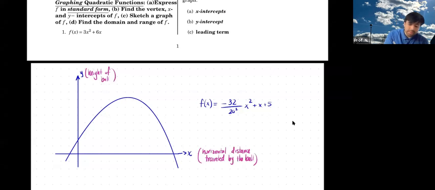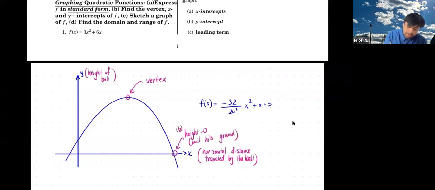Now, I want to find the maximum height. So I need to find what? The vertex. And then I want to find the horizontal distance that it travels to get back to what? This is when the height equals 0. When the height equals 0, that means the ball hits the ground.